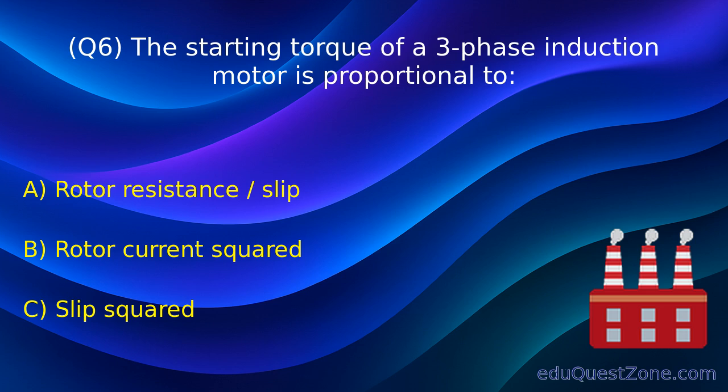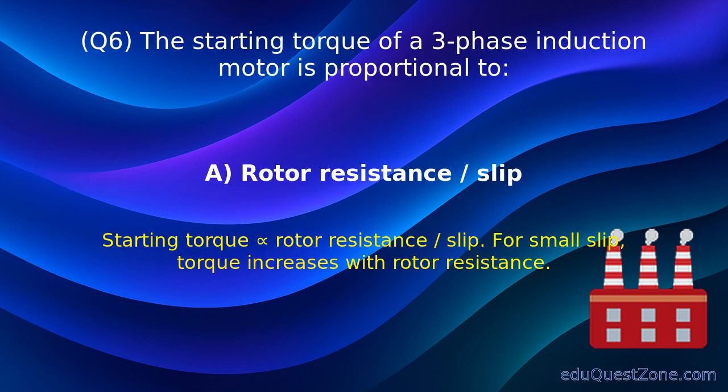Question 6. The starting torque of a three-phase induction motor is proportional to Option A. Rotor resistance divided by slip. Starting torque is proportional to rotor resistance divided by slip.